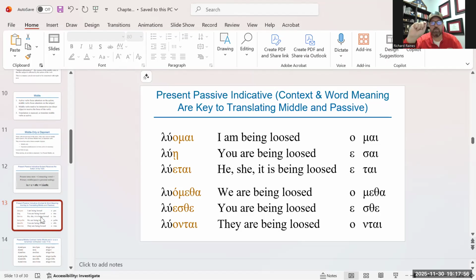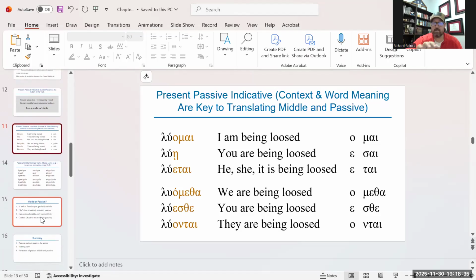And again, you are going to translate a word as either middle or passive based on the sentence or the passage context and based on the word meaning. It's not going to be difficult because if you translate it as middle, which you're translating as active, right? So if you translate it as middle, it doesn't make any sense. And then you translate it as passive and it does make sense. Well, then stick with the one that makes the most sense, right?